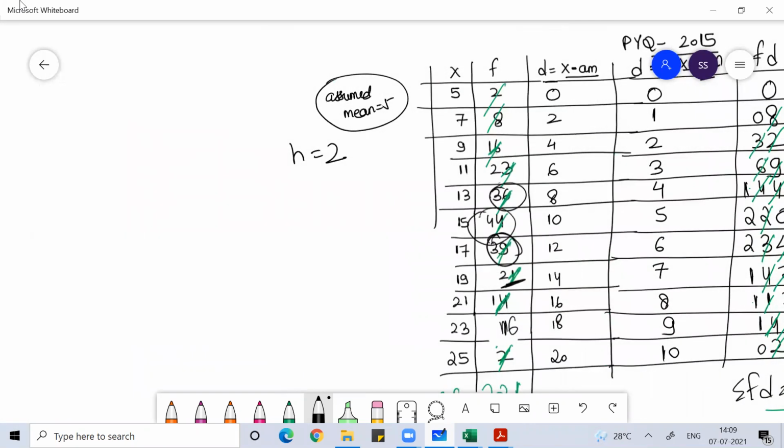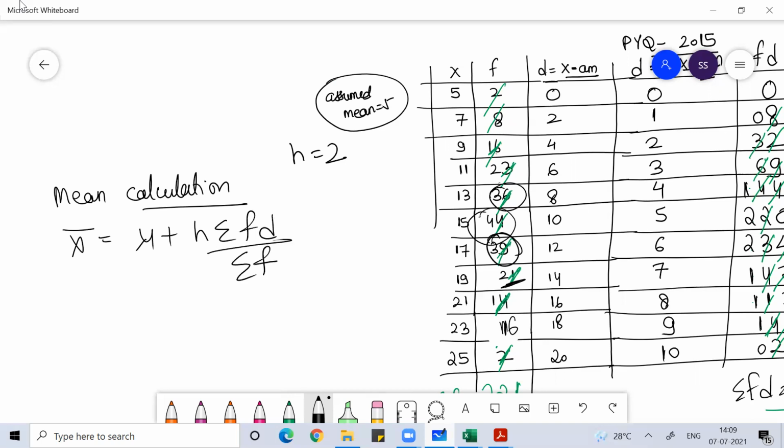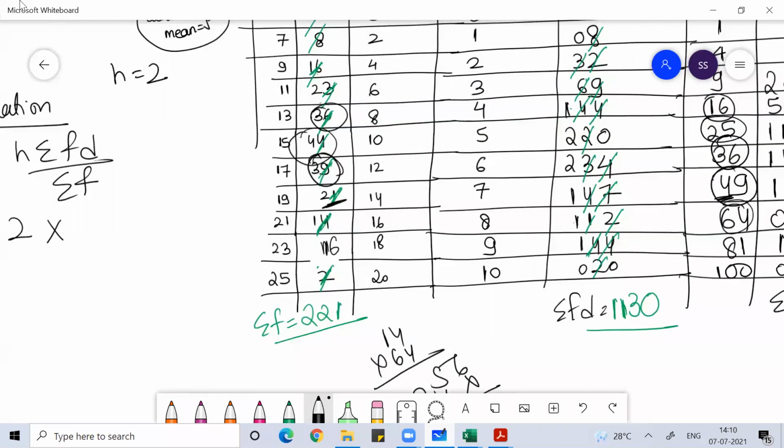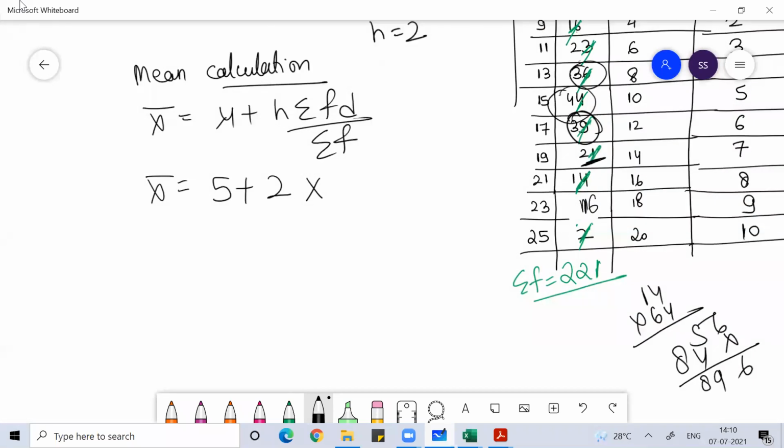So can I calculate the mean? The mean calculation: mean is mu equals assumed mean plus h times sum of fd by sum of f. Assume mean I took 5, no? h is I took 2, right? Sum of fd is 1130 by sum of f.